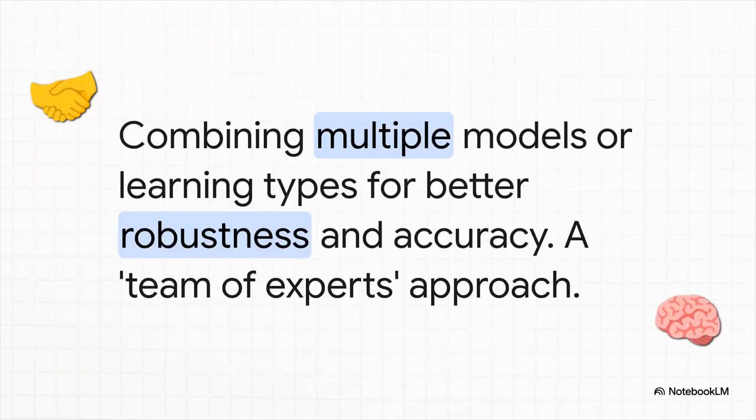Now, why would you rely on just one model when you could have a whole team? That's the core idea behind hybrid and ensemble learning. You basically combine a bunch of different models, and then they all kind of vote on the best answer. This team of experts approach almost always gives you a more accurate and reliable result than any single model could ever achieve on its own.